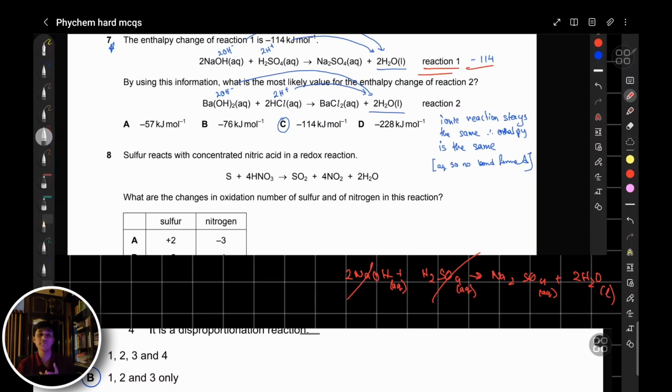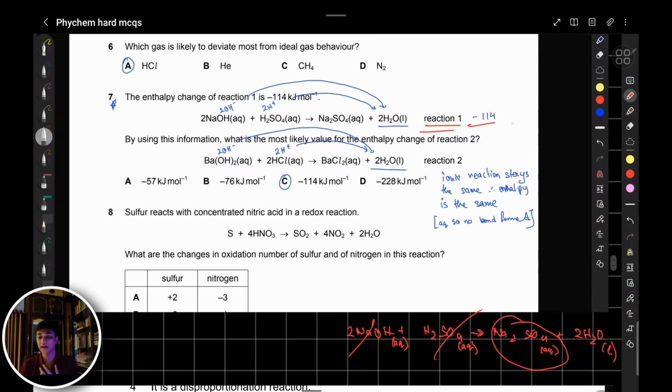They have not formed any kind of bonds in the equation, since they are still in aqueous form. If it would have been gas or solid, it would have been different. Then you would have to consider the enthalpy change for this as well. If it was solid, I mean insoluble, or gas, then it wouldn't have been minus 114.